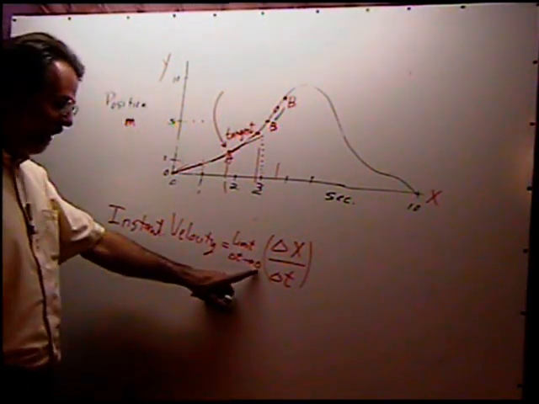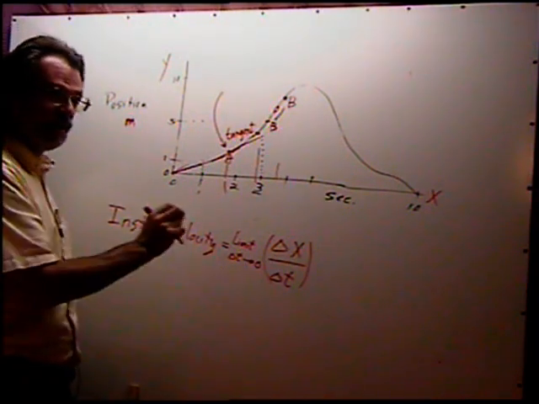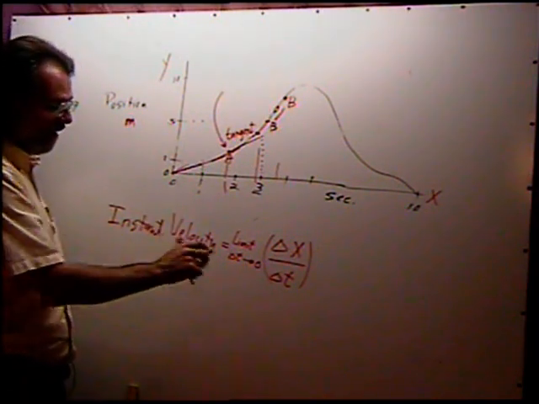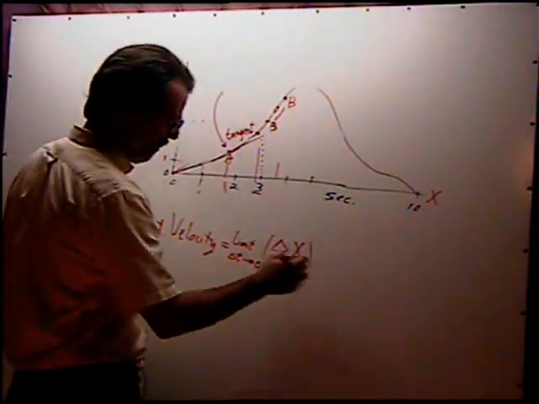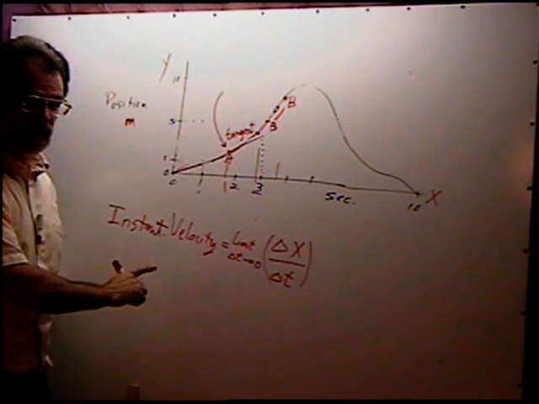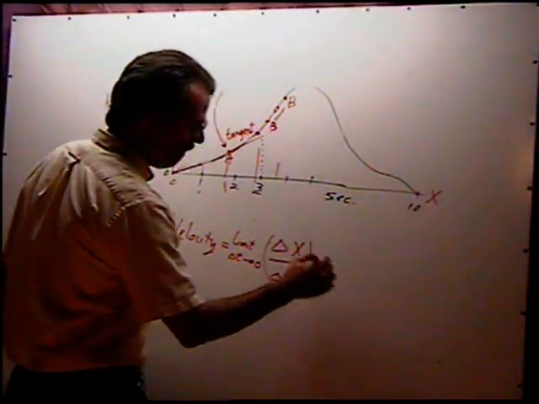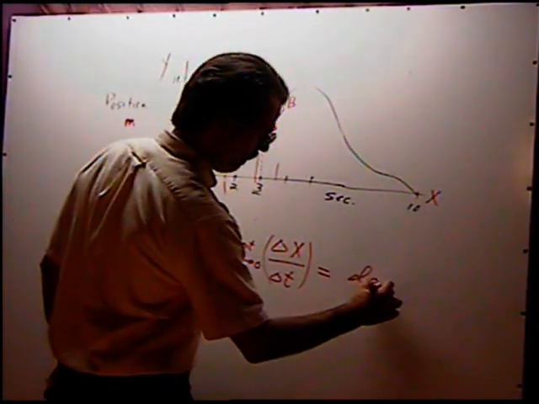Now, can delta t ever be exactly 0? No, but we can force delta t to get really, really, really small. This then is the true mathematical definition of the instantaneous velocity. It's not in your book, but I want to give it to you anyway, and we call this the derivative.